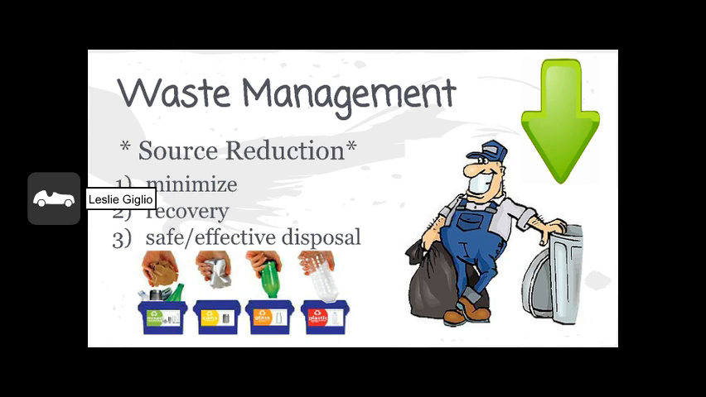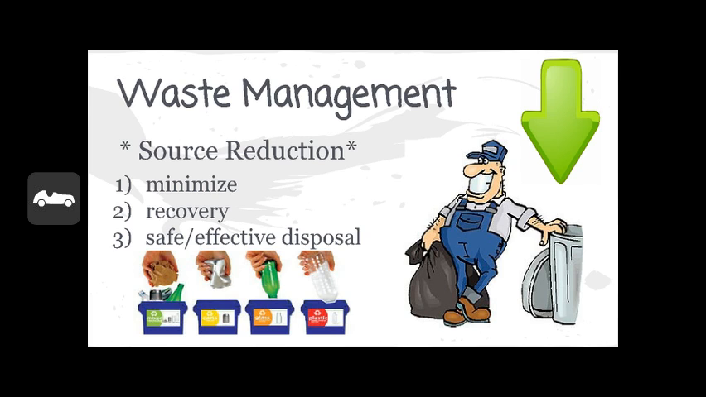Alright, so the best approach in reducing waste and the preferred source is source reduction. Source reduction minimizes waste at the source before it enters the waste stream, which is defined as the flow of waste as it moves from its sources towards disposal destinations. But the three main components of waste management are minimizing, recovery, and safe and effective disposal.